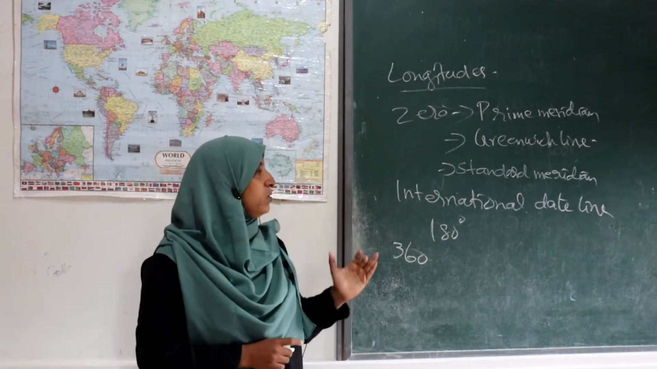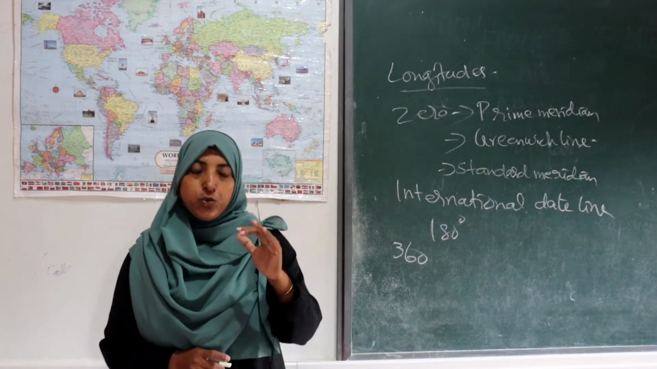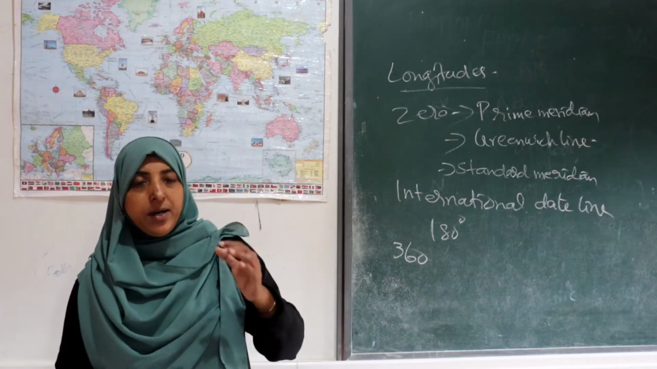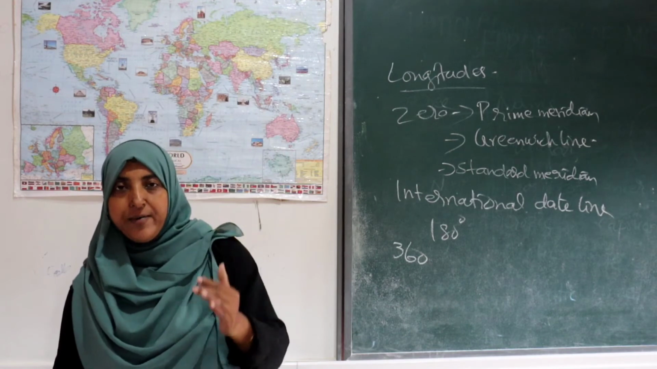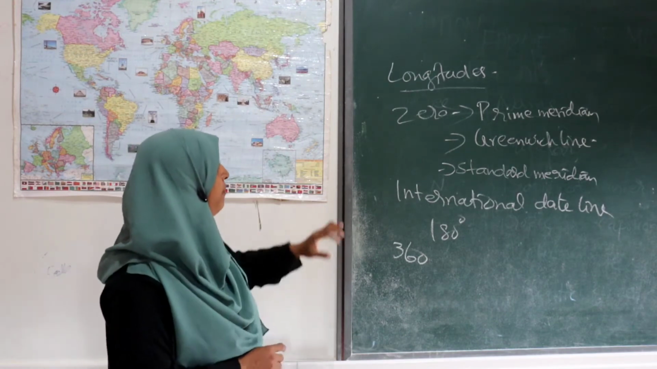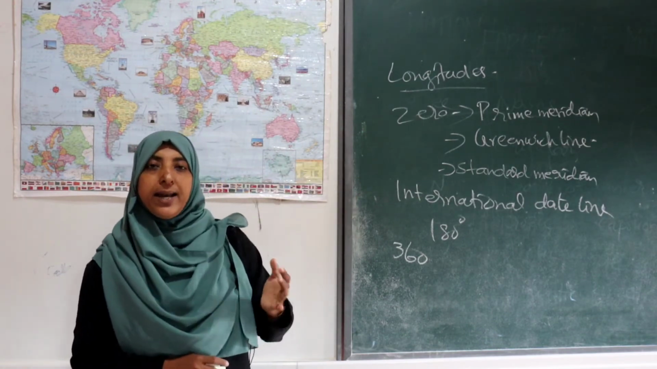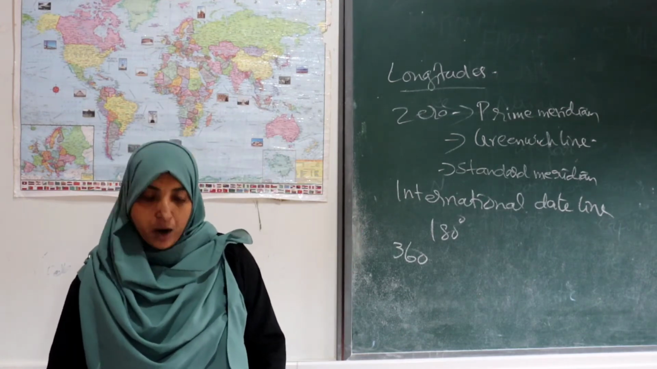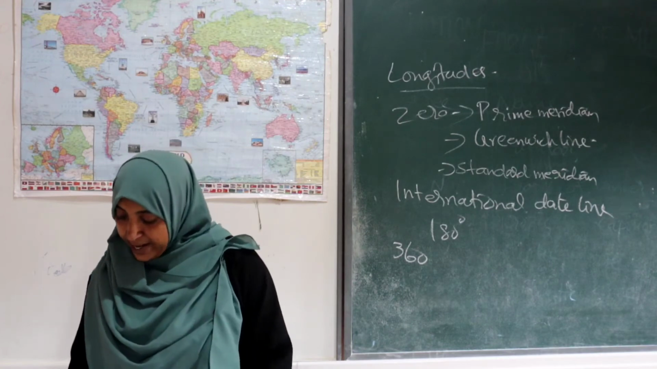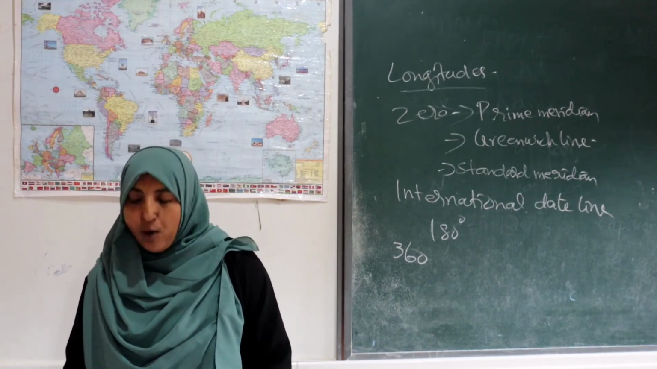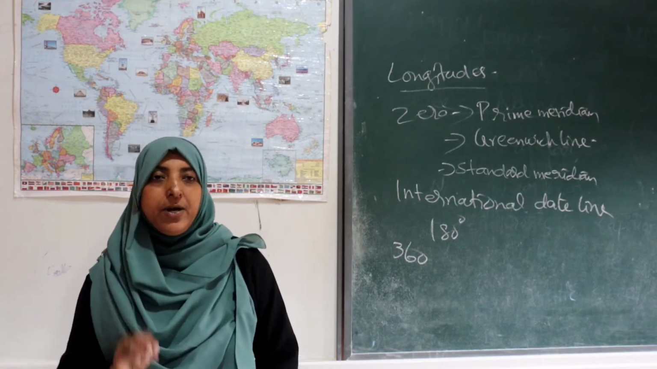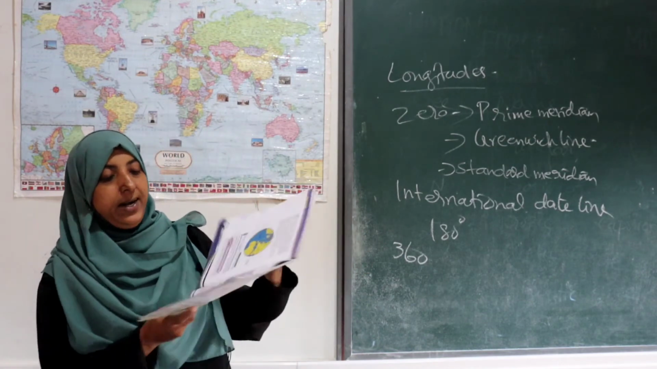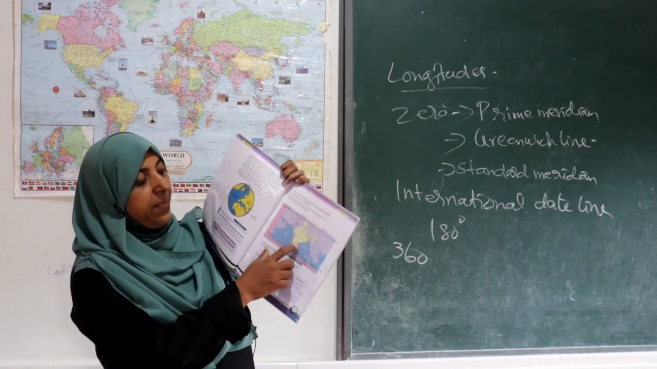Then we use longitudes and latitudes to locate a particular place in the world. If anybody asks what is the position of our country on the world map, with the help of longitude and latitude you can easily locate the position of our country. Now we are going to discuss how we can locate a particular country on the world map with the help of longitude and latitude. One example is given in your textbook. All of you take page number 69.